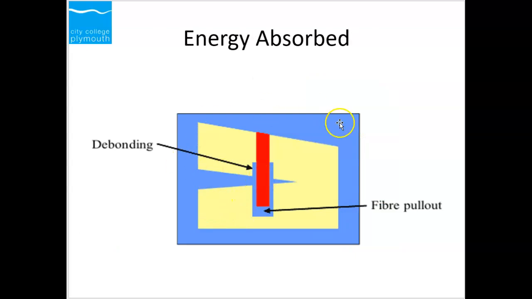So this shows how the energy is being absorbed. First the debonding happens, then the fiber is going to pull out. So there are two works: one is the work done to cause the delamination, and the other is the work done to extract the fiber out. The material has already failed when the debonding happened.